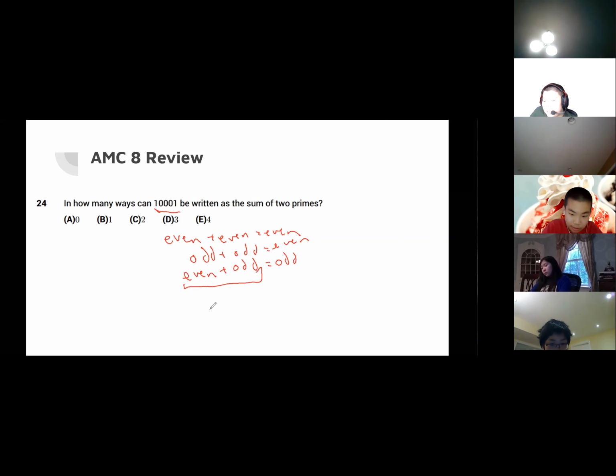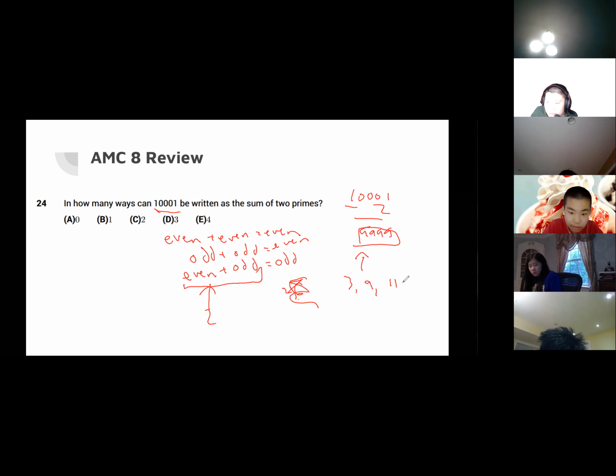Well, it's known that the only even prime is 2, because anything else will be divisible by 2. So for example, 6 is divisible by 2. But then that means that the other number has to be 10,001 minus 2, which is 9999, and this is clearly not prime. It's divisible by 3, 9, 11, and 101. So that means that there are no ways you can do that.